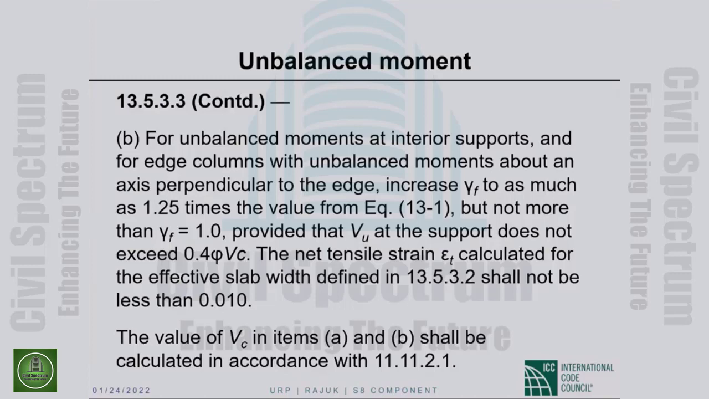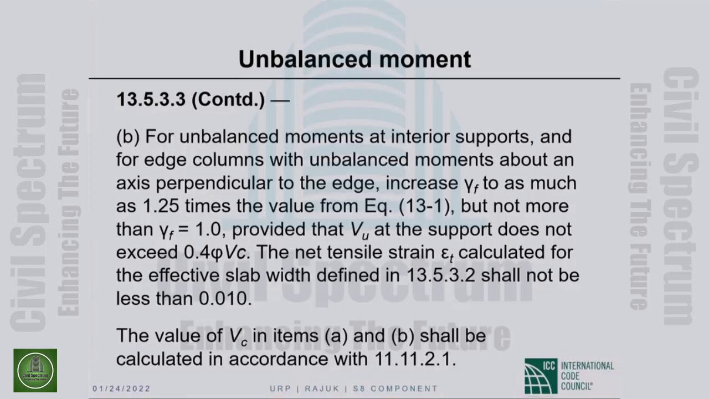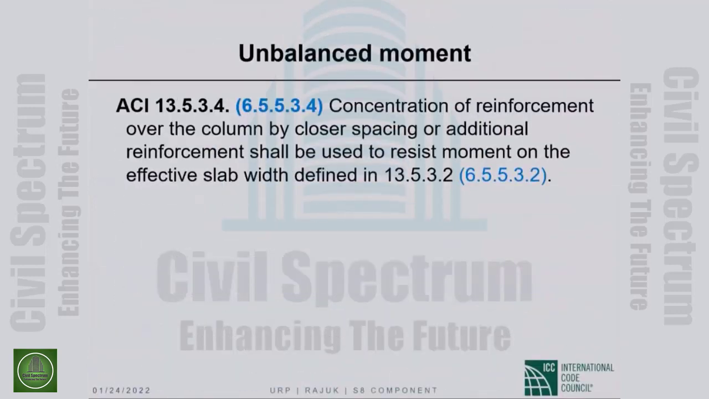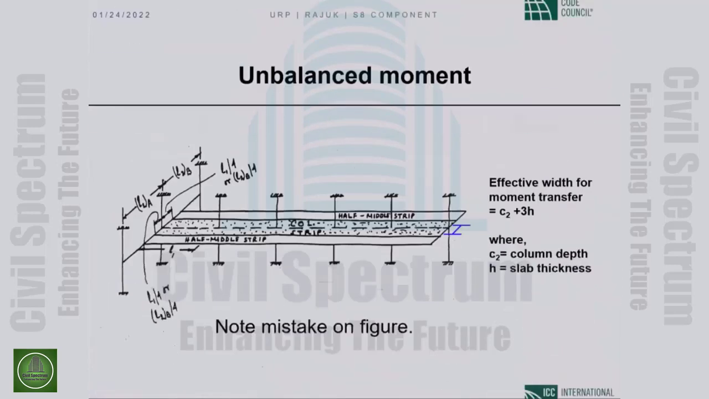Okay. The value of V sub c shall be calculated as prescribed in the code, and that we will also see coming up. Concentration of reinforcement over the column by closer spacing or additional reinforcement shall be used to resist moment on the effective slab width defined in such and such. Okay, let us go there.